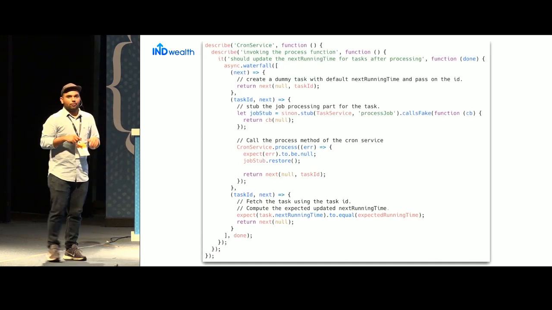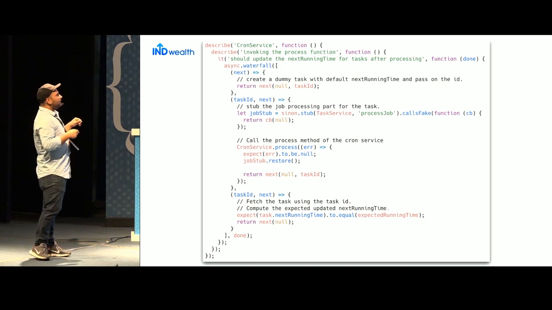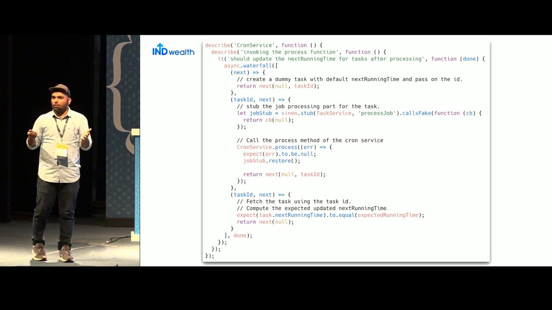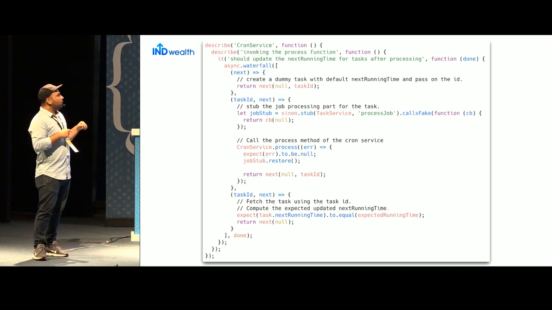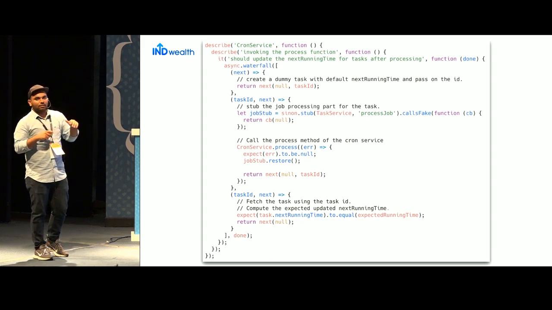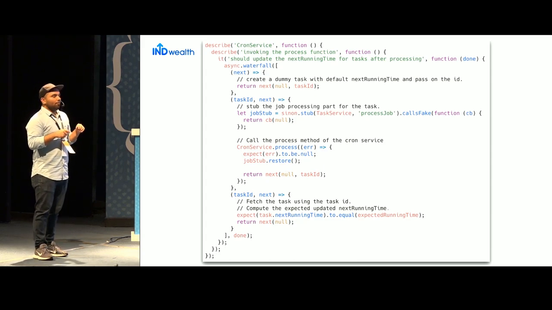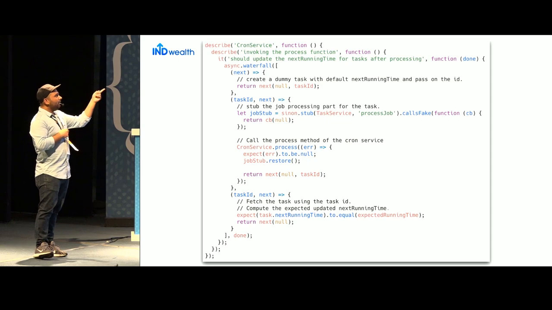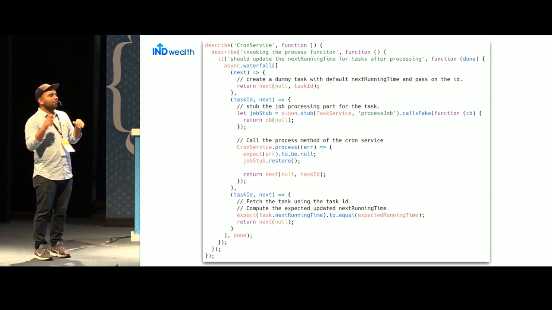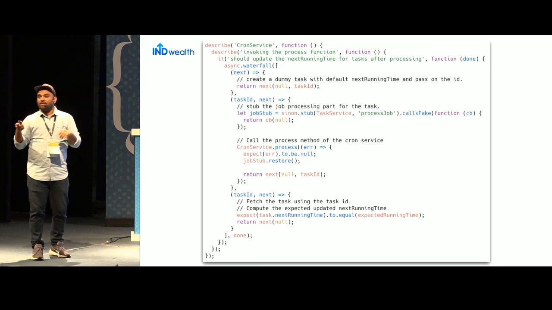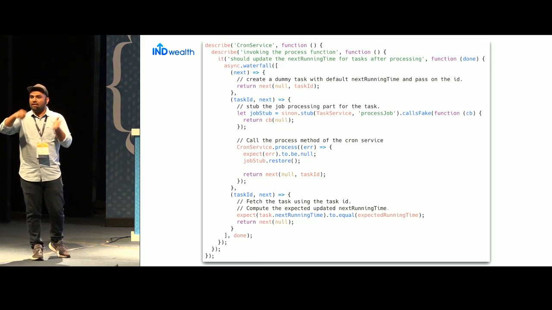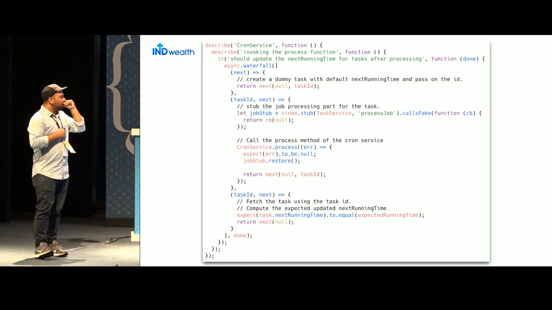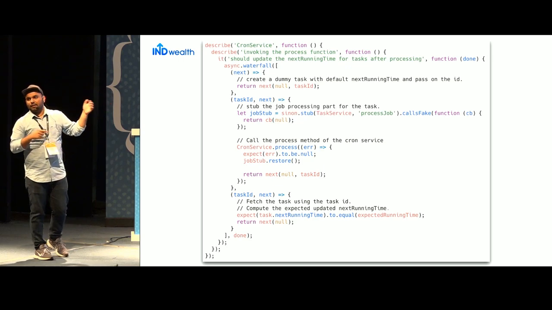So let's look at a quick code sample. There's a lot of code here, so let's try to focus a little. So this test case basically says that invoking the process function should update the next running time for tasks after processing, which is a valid case, right? So what we do is, in the first callback, we create a dummy task with a default next running time, which basically makes it eligible to be picked up in the filtering, and then we pass on the ID. Then we create a job stub, which basically says that whenever a process job gets triggered, which is the function that allows you to process each of the filtered tasks, then you simply call this fake function and return it, right? And then you actually call the process method of the cron service.